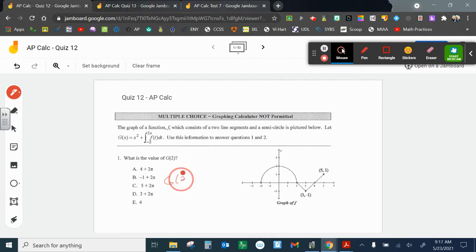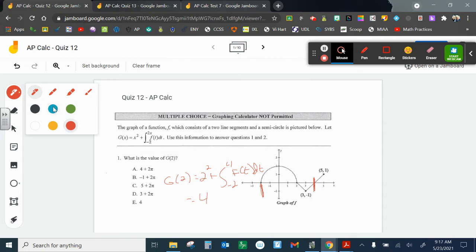So g of 2 is equal to 2 squared plus the integral from negative 2 to 2 times 2, which is 4, of f of t dt. Okay, so now, obviously 2 squared is 4. Now what I have to do is find the area under the curve from negative 2 to 4. So that's going to be from right here all the way to right here.